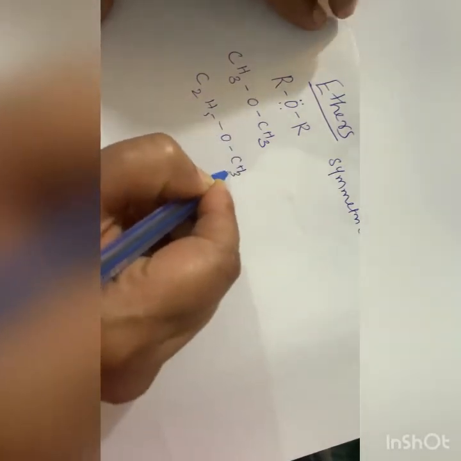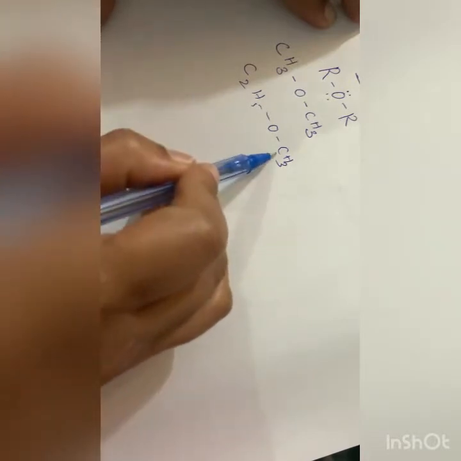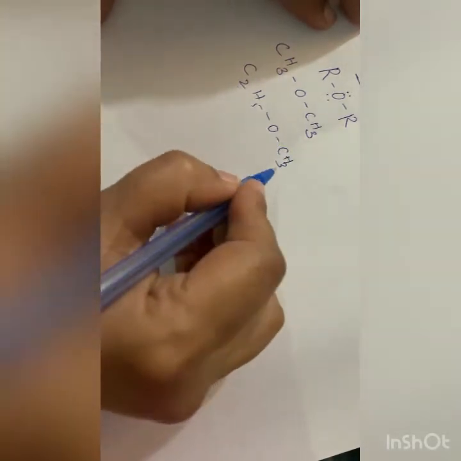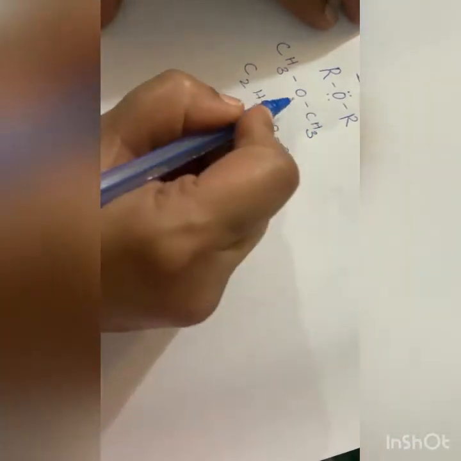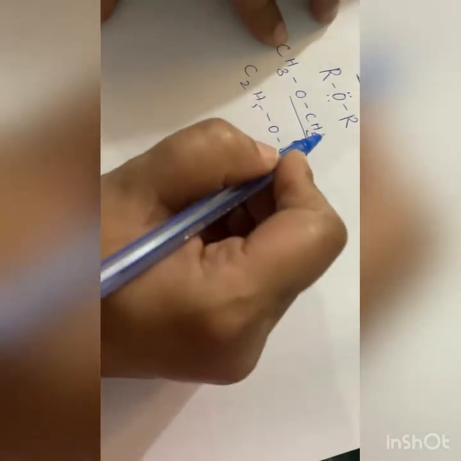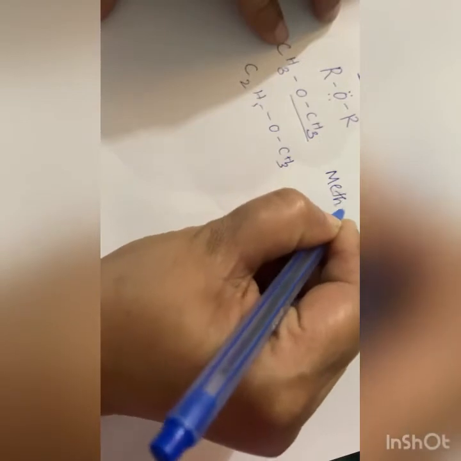This one you see, C2H5OCH3. Here one side is methyl and one side is ethyl. So which oxy will we take? Methoxy. Always the oxy has to be added with the small group. So this is methoxy and the other one is the parent. Who is the parent here? Methyl, so methane. What is the name of this? Methoxymethane.